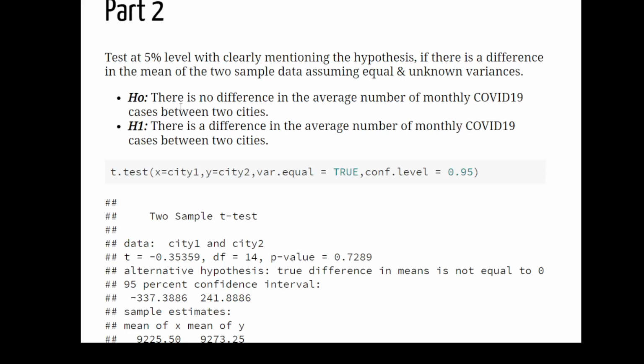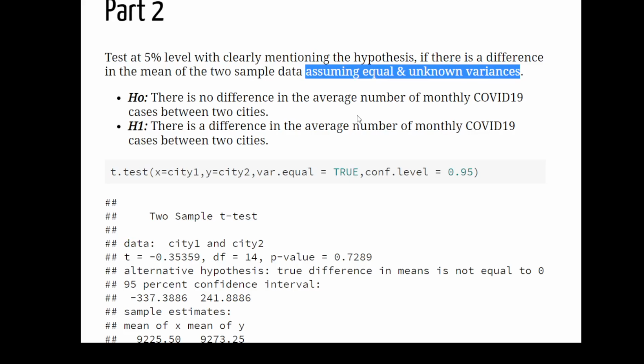Okay. So the first question asks us, test at a 5% significance level, clearly mentioning the hypotheses, is there a difference in the means of the 2 sample datas assuming equal and unknown variances? That bit's important here. That's an important line. There's a little hazard coming up there.